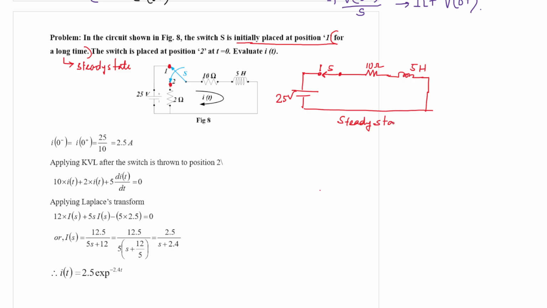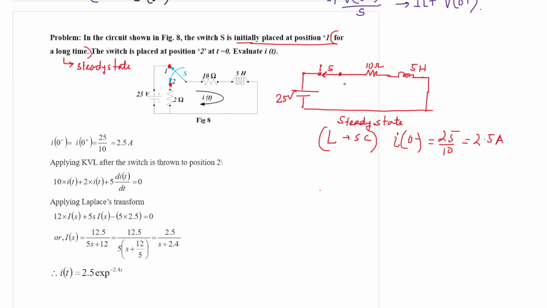Now the inductor behaves like a short circuit during steady state, so the 5 Henry inductance will provide a zero impedance path. So just before the switching, the current flowing is equal to 25 by 10, which is equal to 2.5 ampere.